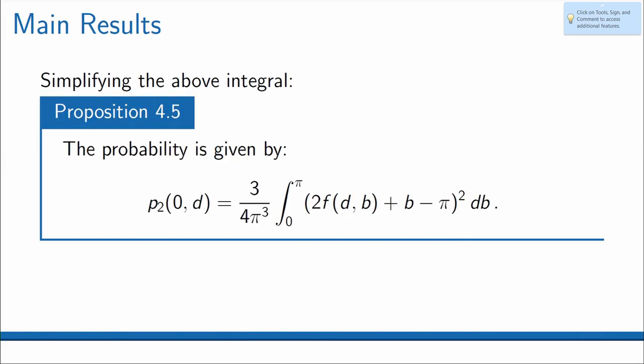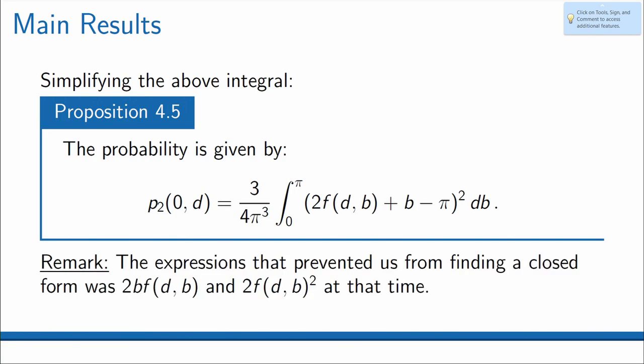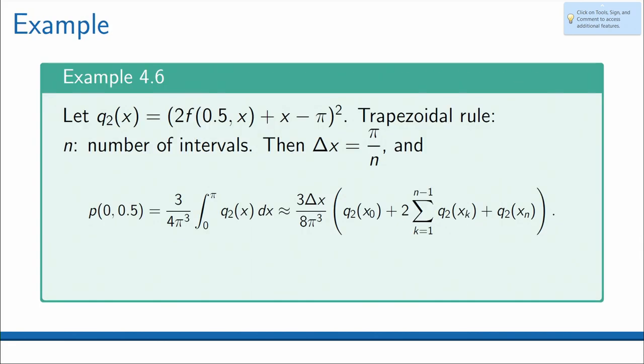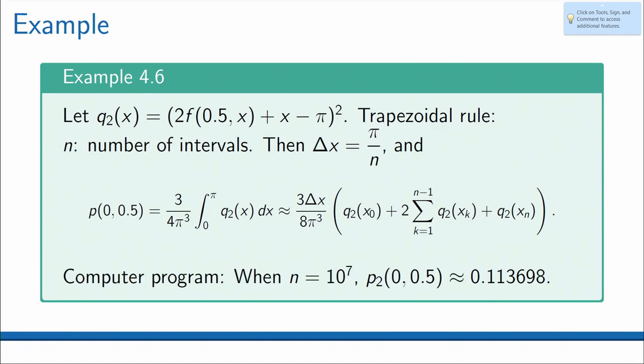And by simplifying the above integral, which is easy because notice that the function f is independent of a, we get a single variable integral. And the expressions that prevented us from finding a closed form are the square of the function and the function times b. And we'll illustrate our results using an example as well. By using the trapezoidal rule, when d equals 0.5, we get this probability.